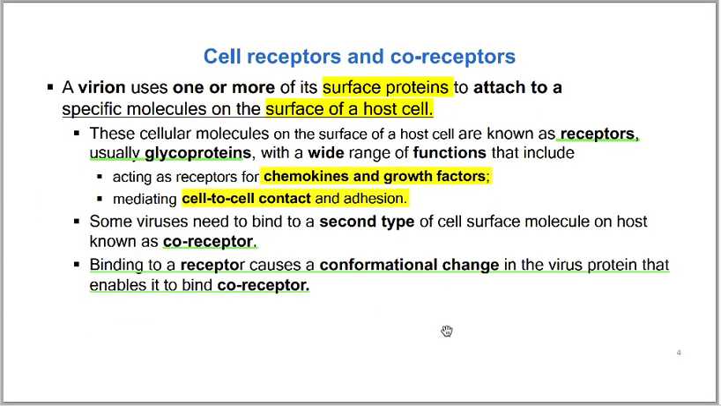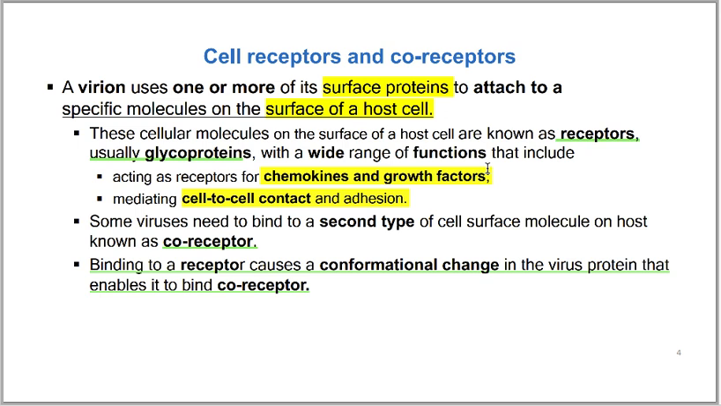So here cell receptors and co-receptors play a very important role. A virion uses one or more of its surface proteins, mostly called glycoproteins, to attach to specific molecules on the surface of the host. And these cellular molecules on the surface of a host cell are known as receptors, usually glycoproteins, with a wide range of functions that include acting as receptors for chemokines and growth factors. That means those glycoprotein receptors are not just for viral attachment. Basically, those glycoproteins are expressed on the host cell for host cell purposes, to aid chemokine actions and growth factor actions.